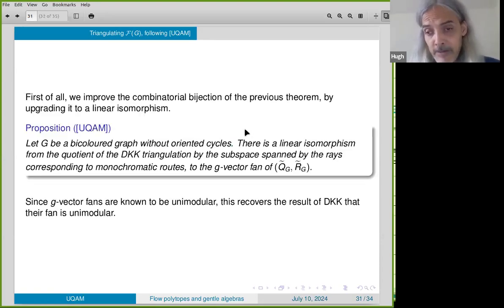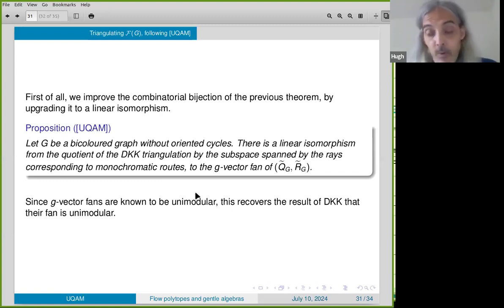The previous theorem just said that we have the same combinatorics. We had already said that the rays, the roots in the graph, corresponded to the rays in the G-vector fan, and their result was that there was a combinatorial isomorphism between the two fans. Well, it turns out that there's a linear isomorphism. Again, same setting: G a bicolored graph, no oriented cycles. Then there's actually a linear isomorphism. You take the DKK triangulation, and you take the subspace spanned by the rays corresponding to the monochromatic roots. You quotient that out, and what you get, on the nose, is the G-vector fan of this quiver with relations.